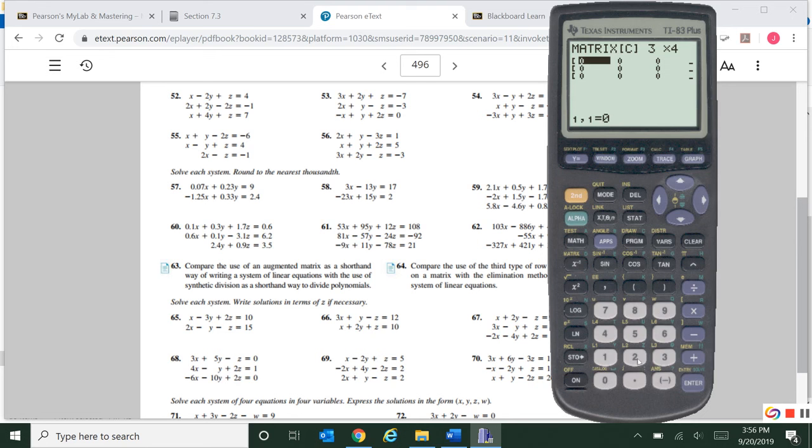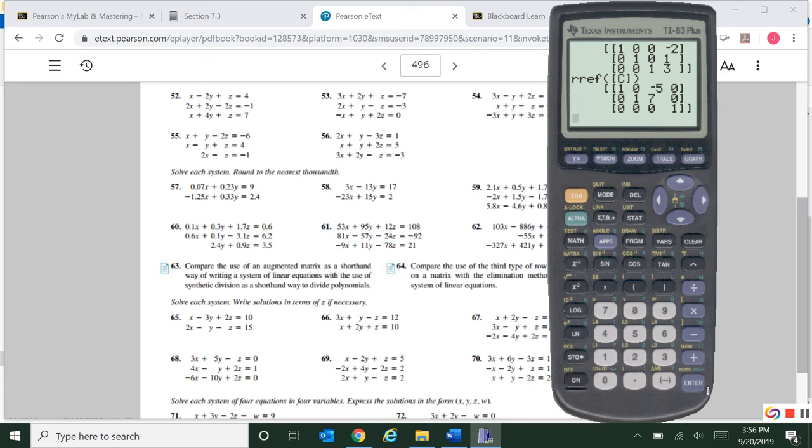So what did I say I was doing? 56. Okay, so 2, 1, -3. Make sure you take the negative. 1. And then 1, 1, 2, 5. Then 3, 2, -1, -3, okay? Then I'm going to exit, so I'm going to use second mode as quit, okay? Second, x^-1 to get my matrix menu. Come over here, I want RREF, and then I'm going to go to second matrix. I'm going to go back and find my C matrix, and then enter.